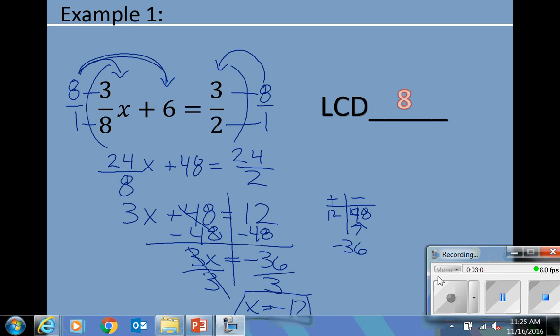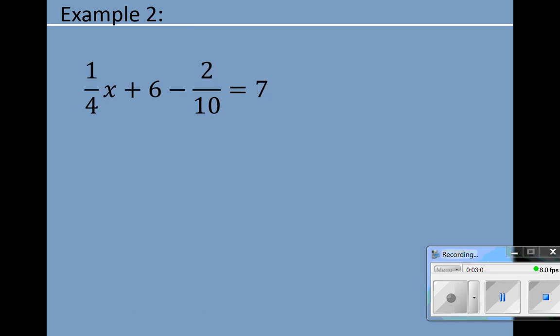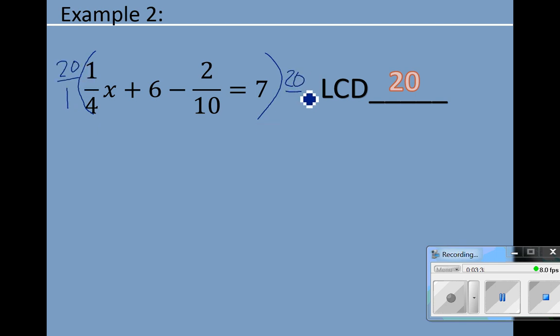Here is example 2. 1/4 x plus 6 minus 2/10 equals 7. And of course, the first thing we have to do is look at our denominators and find the least common denominator. Looking at 4 and 10, you know that the LCD is going to be 20. So I'm going to put parentheses around everything and multiply through by 20.